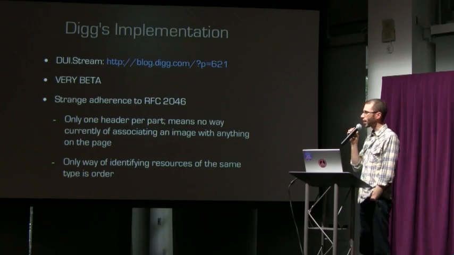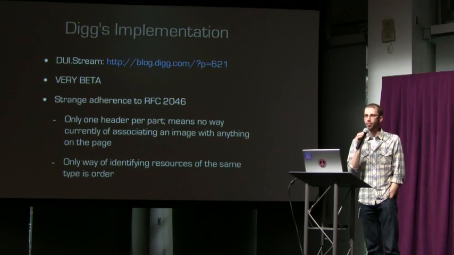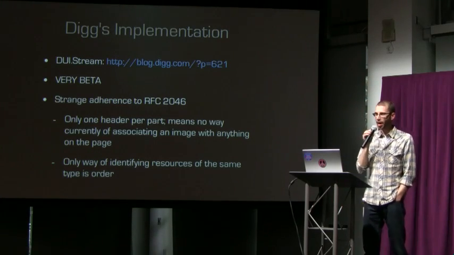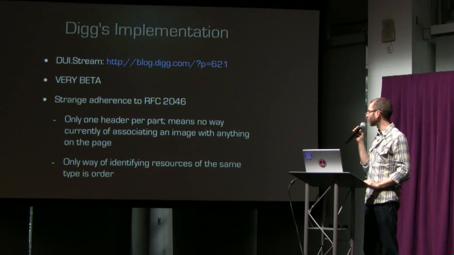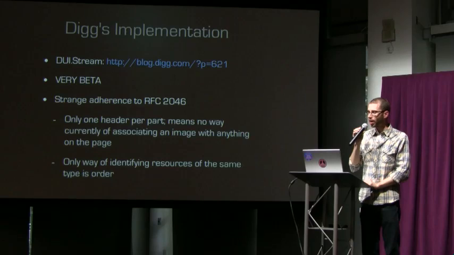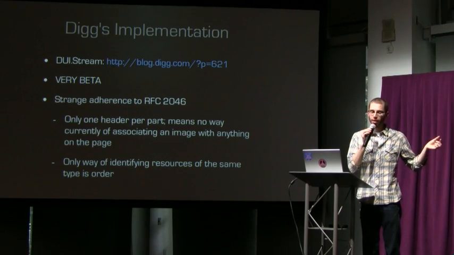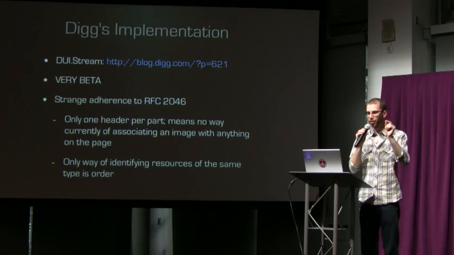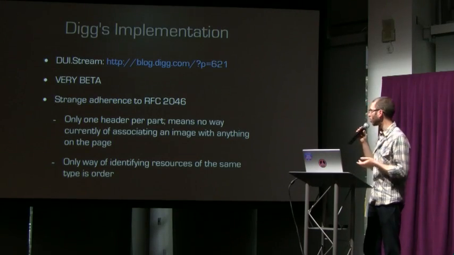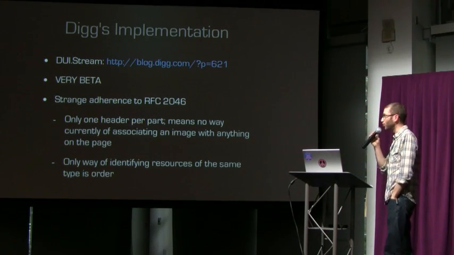And they only pass one header per payload, and this header has to be the MIME type. So this means you can pass anything you want, any type of image, any type of CSS, but you have to have the header with it. And it means you have no way of pulling apart these images on the client side. So if I pass 10 images, the only thing I know is that they're an image. I don't know where in the page I've got to plug it into. So order is the only way you have of identifying which resource is which.